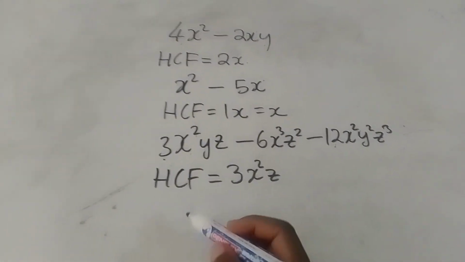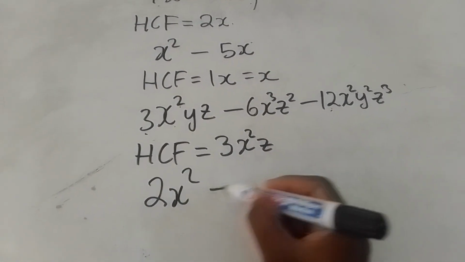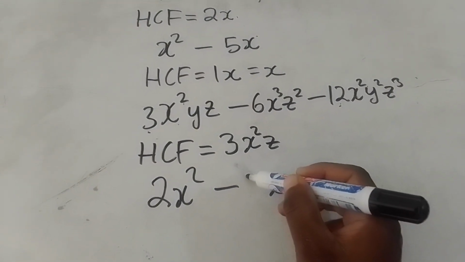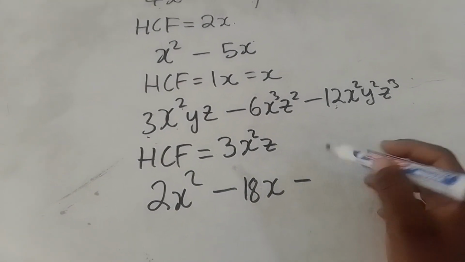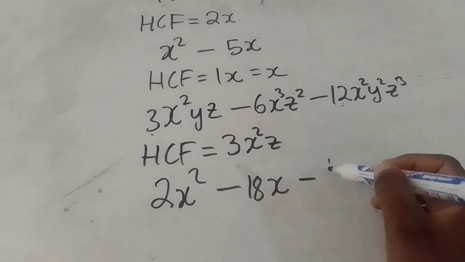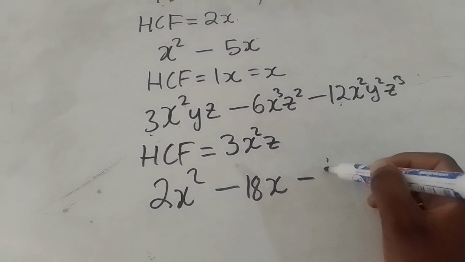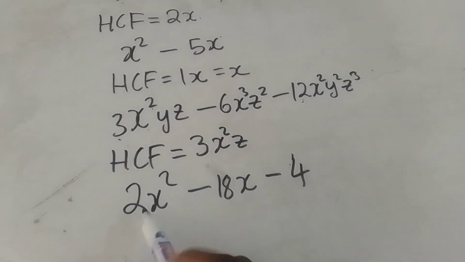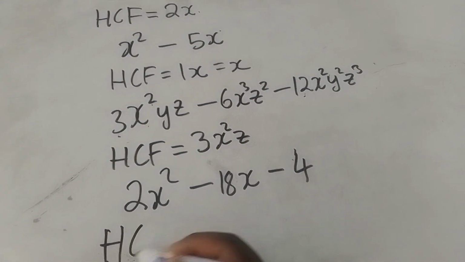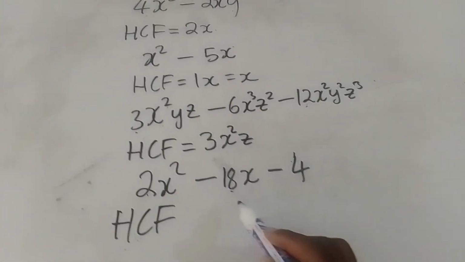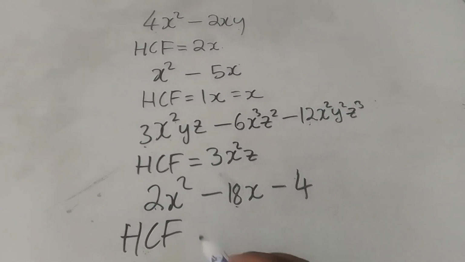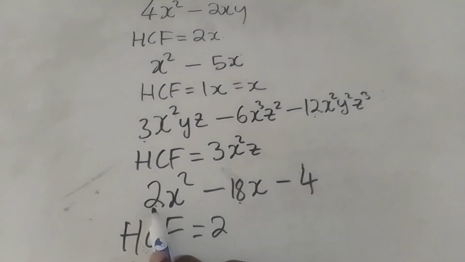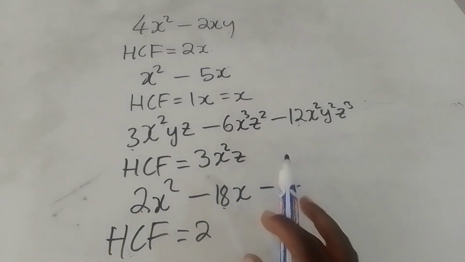Before we continue, let me just add one last one. Let's say we have 2x squared minus 18x minus 4. So the highest common factor in this case will be what? We'll start with the numbers. So we have 2, negative 18, and negative 4. What is the highest common factor, the biggest number that goes into all three numbers? It is 2. 2 goes in here, it goes in there, it goes there. It's the biggest one. The smallest one is 1.